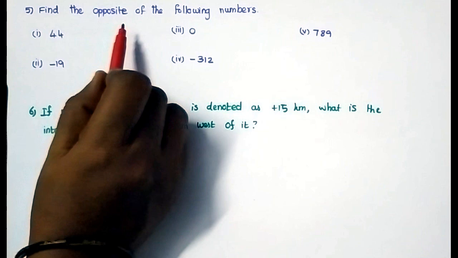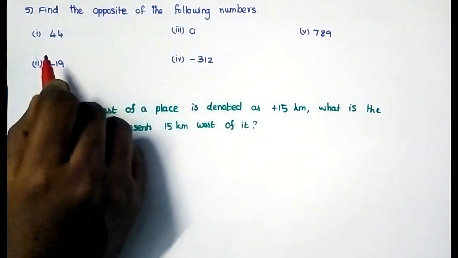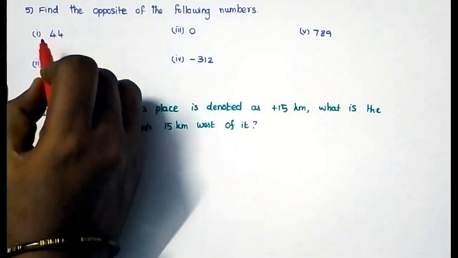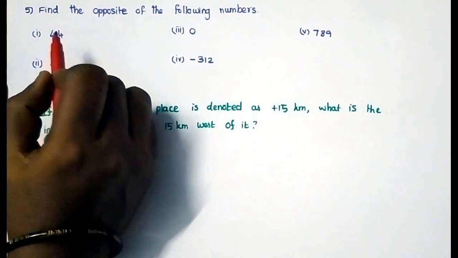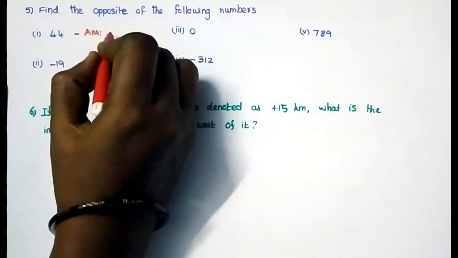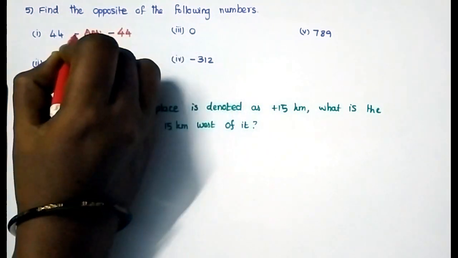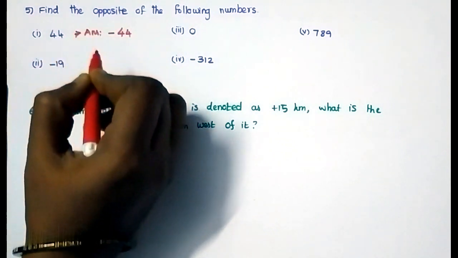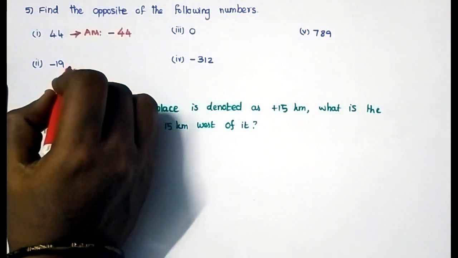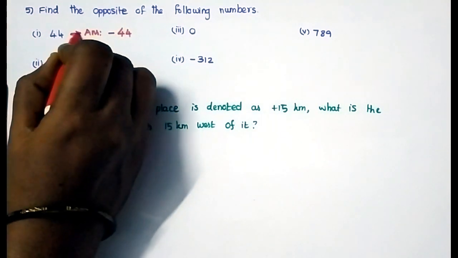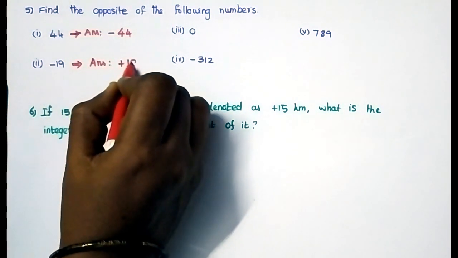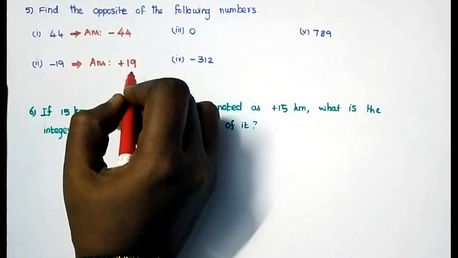Fifth sum, find the opposite of the following numbers. Listen, they given the numbers, we have to find out the opposite sign of the numbers. So listen, plus 44. What is the opposite number? Minus 44. Next one, minus 19. Minus 19 means answer plus 19 is the opposite number.